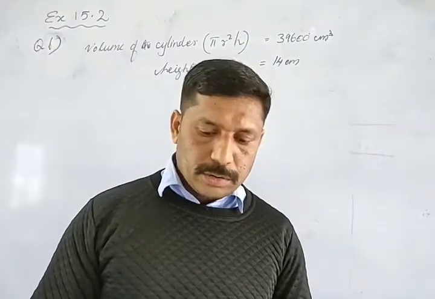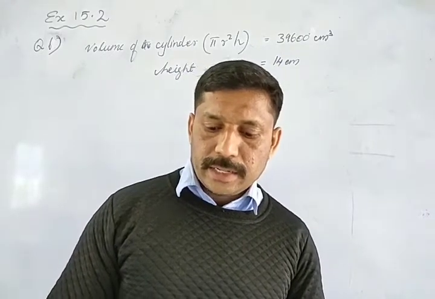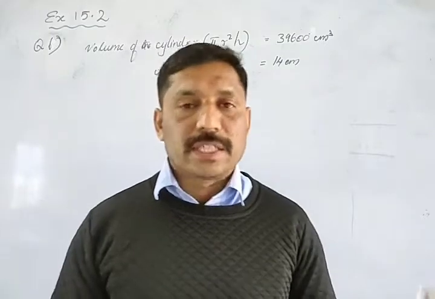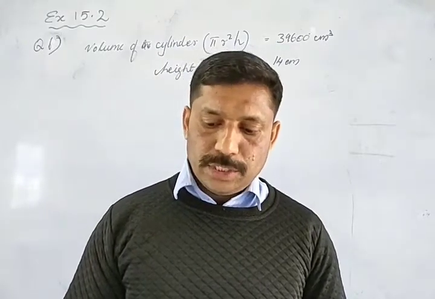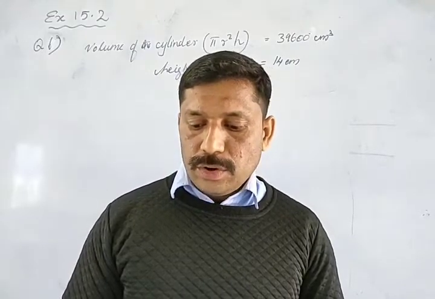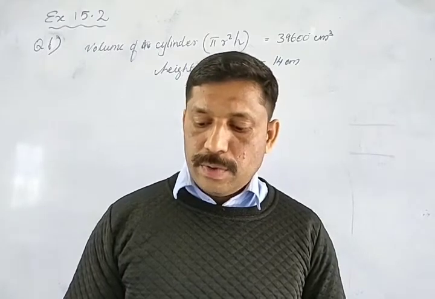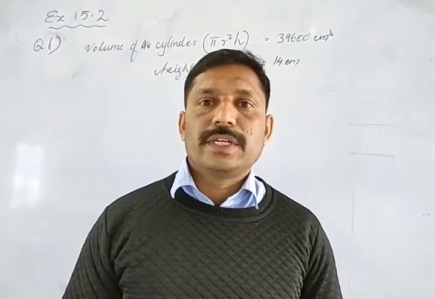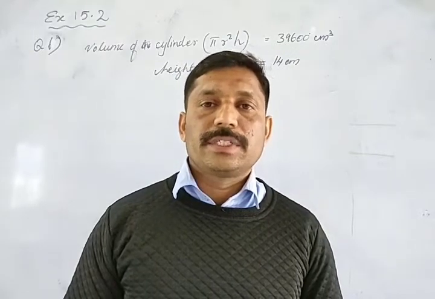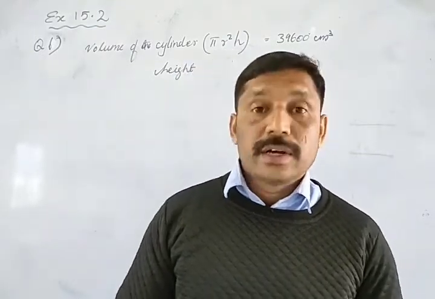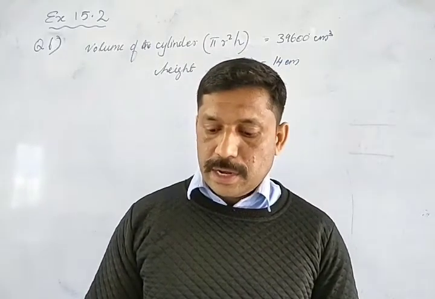The next question, question number 6. The volume of a cylinder is 39,600 centimeter cube. Volume is given. That means pi r square h is given. And the height of it is 14 centimeter. Height is also given. Find the lateral surface area. Lateral surface area is 2 pi r h. So in order to find out 2 pi r h, the lateral surface area, we need radius and height. Height is given. Radius is not given. But we want to find out the radius. And then we find out the total surface area also.